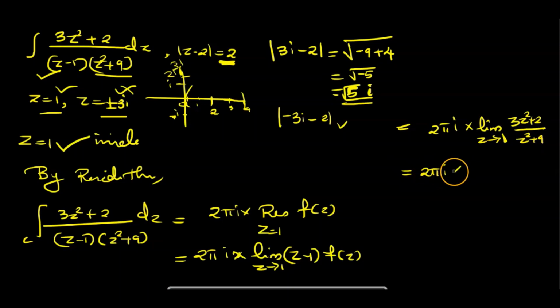2πi into (3 + 2). Putting z = 1, 3 + 2 is 5 divided by 9 + 1 is 10. So 2, 5, 10 cancel. Answer is πi.